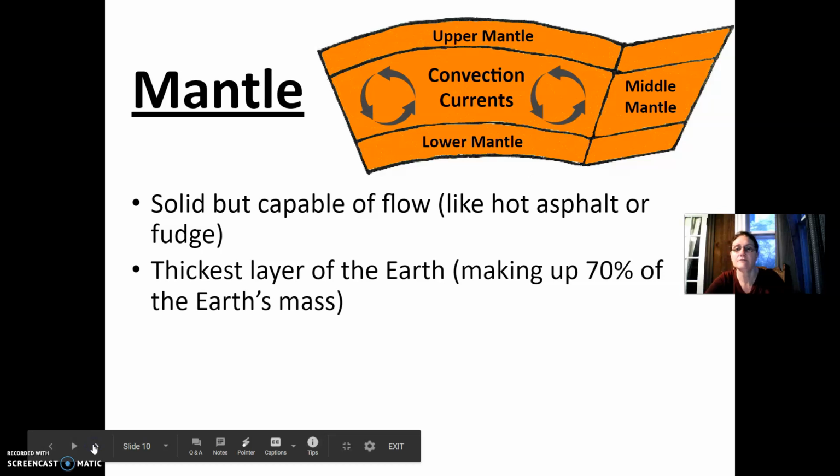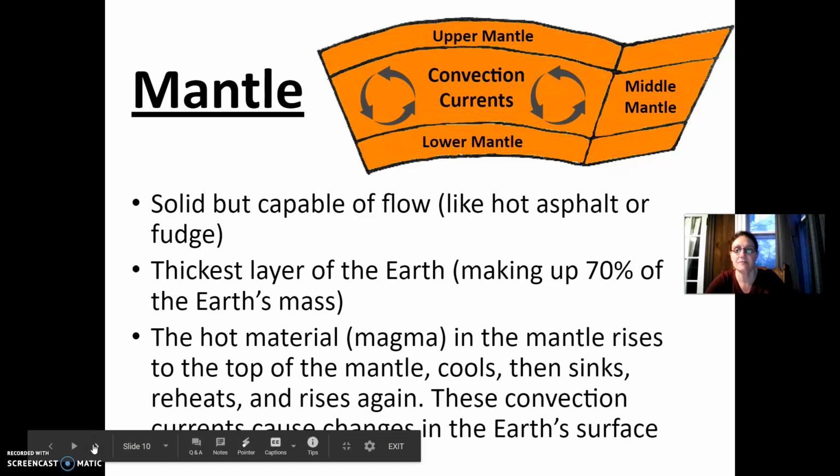It's the thickest layer of the Earth, making up 70% of the Earth's mass. The hot material, magma, in the mantle rises to the top of the mantle, cools, then sinks, reheats, and rises again. These convection currents cause changes in the Earth's surface. If you remember the lava lamp we talked about, how the inside of the lava lamp would make the glitter rotate, that is like convection currents in the mantle.